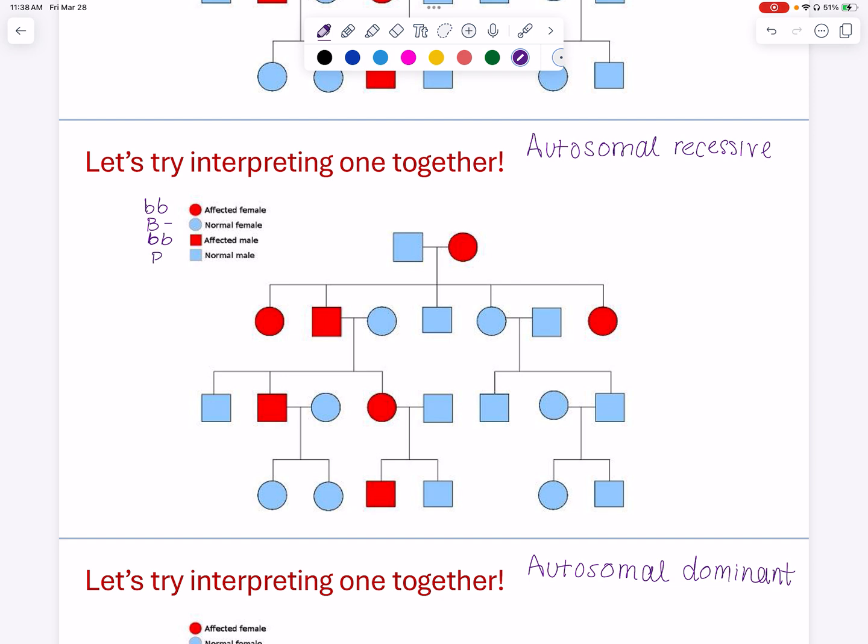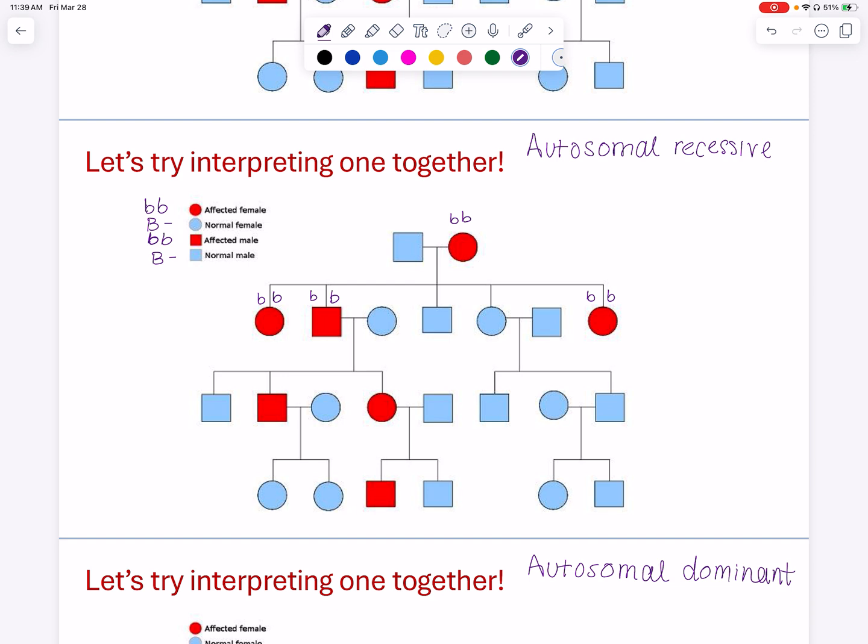And then same thing with our normal males. We're going to have big B and then a dash potentially because we don't actually know if they are going to be homo or heterozygous because this is going to be a recessive trait. And so if it's an affected male or affected female, we can go ahead and put in all of these little b's for the offspring.